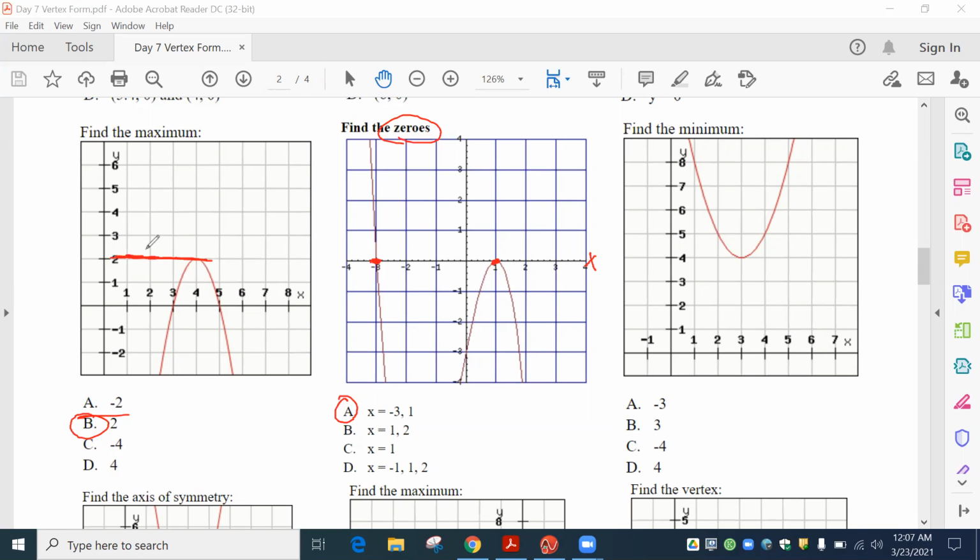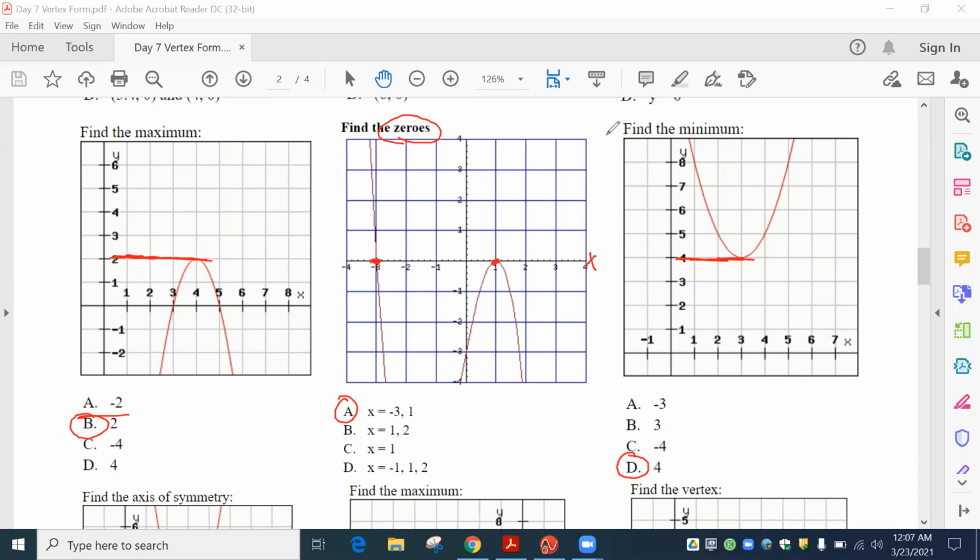Okay, maximum was how tall it is. Minimum is how short it is. It's still going to the y-axis. So you always measure height by the y-axis right there. So max and min are y. So that's 4. So the answer is D.